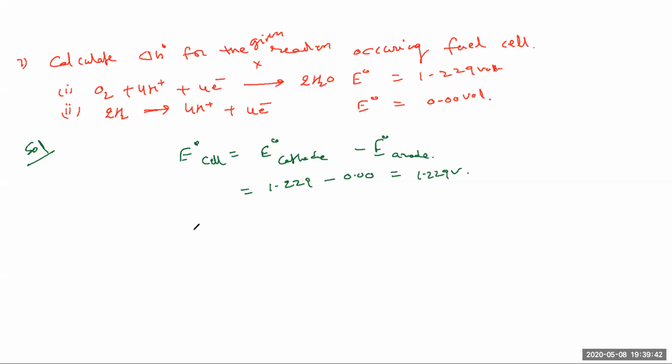Now delta G naught value is minus nF E naught. So in the above equation, how many n value? 4 now. Minus 4 into 96,500 into 1.229. That is equal to, yeah, by calculating how much will we get? Kilojoules. Note down.